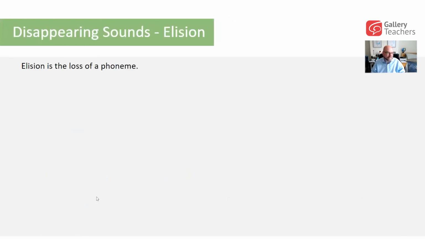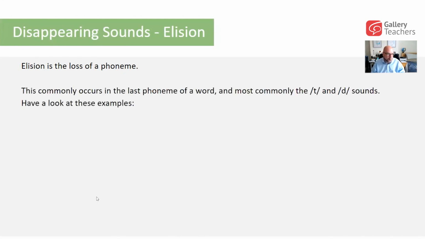Nearly the last one, disappearing sounds. Elision, I prefer, as I've said already, to call them disappearing sounds, is that loss of a phoneme. And this typically occurs around t and d sounds. So here's some examples. Left back, stand by, look back. Now, if you're a Spanish speaker, this is heaven, because Spanish tends to drop the final t and d. If you think about the capital of Spain itself, Madrid, the d has disappeared completely. Left back, stand by, look back.